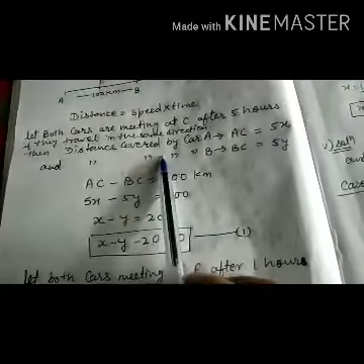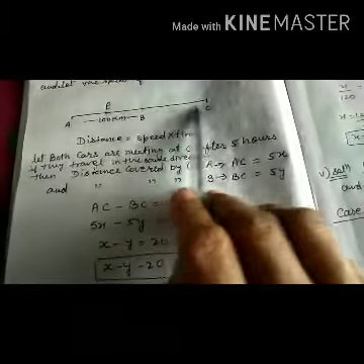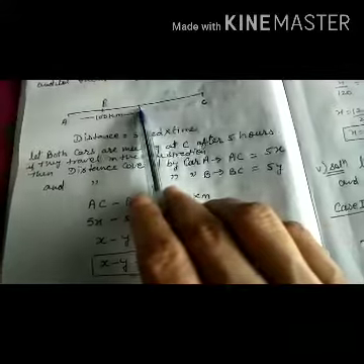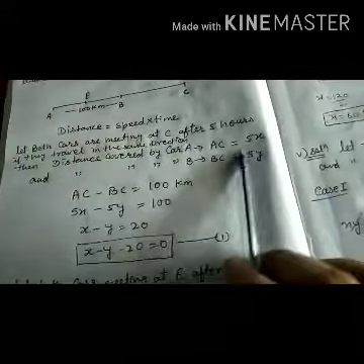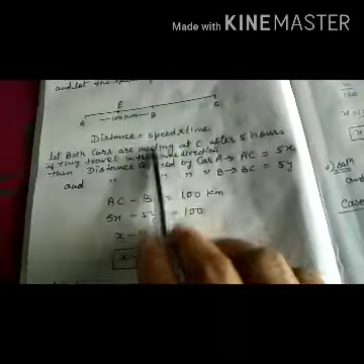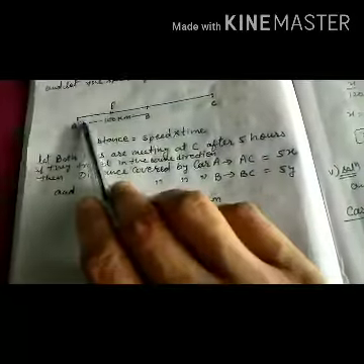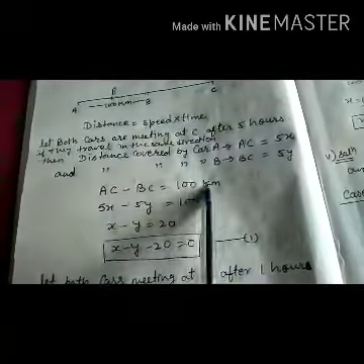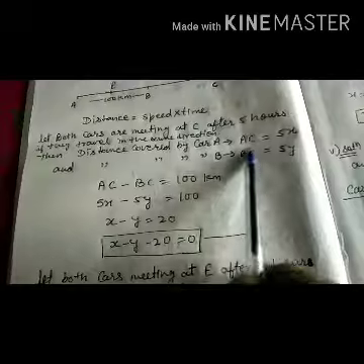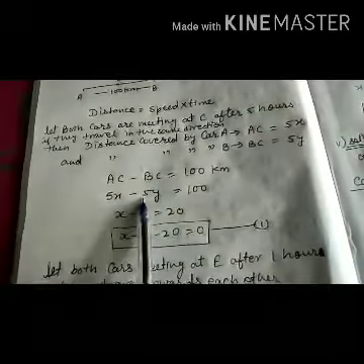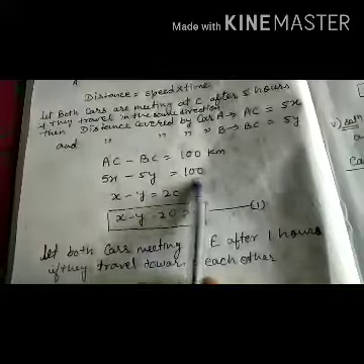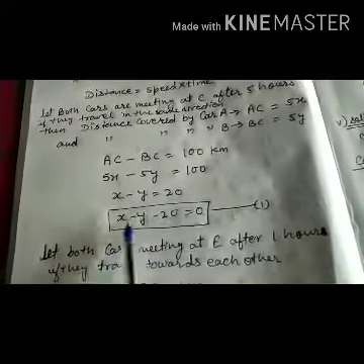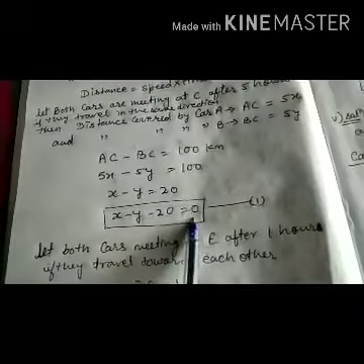And the distance covered by car B is BC. The speed of car B is y and the time is 5 hours, so 5y. We know that AC minus BC is equal to AB, that means 100 km. The value of AC is 5x and the value of BC is 5y. So 5x minus 5y is equal to 100. We take 5 common: x minus y is equal to 20, or x minus y minus 20 is equal to 0.